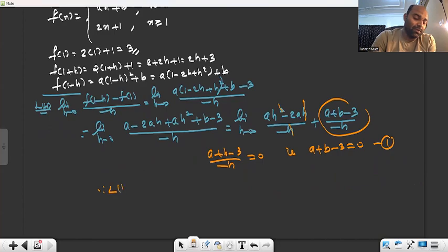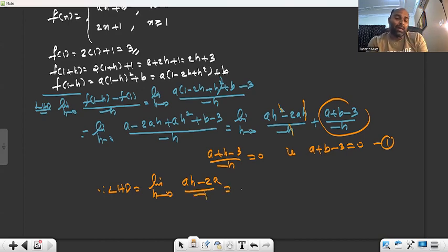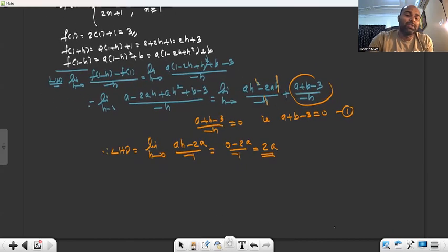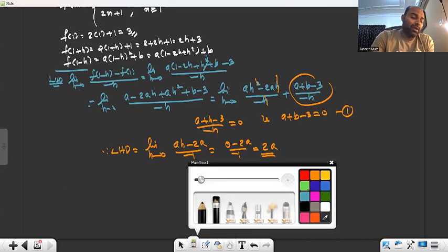Therefore, LHD equal to what? After cancelling, limit h tending to 0, ah minus 2a by minus 1. So h tending to 0 means 0 minus 2a by minus 1. So you'll get 2a. This is the LHD. The minus 1 in the denominator is a complication, but be careful. LHD is 2a.